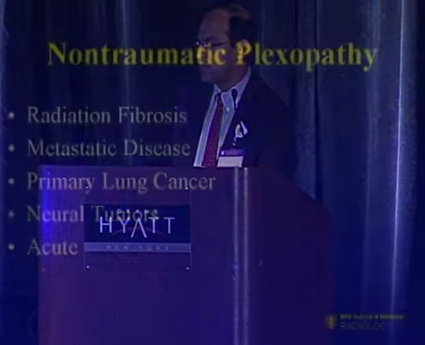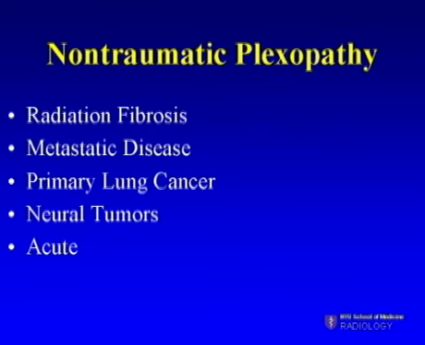In terms of non-traumatic plexopathy, this is another 50% of all brachial plexopathies. Radiation fibrosis is maybe about 1/3 of all non-traumatic causes. Metastatic disease is probably about 20 to 25%, and then primary lung cancer. What becomes really important in clinical practice is differentiating radiation fibrosis from metastatic disease, and this sometimes may be somewhat difficult to do.